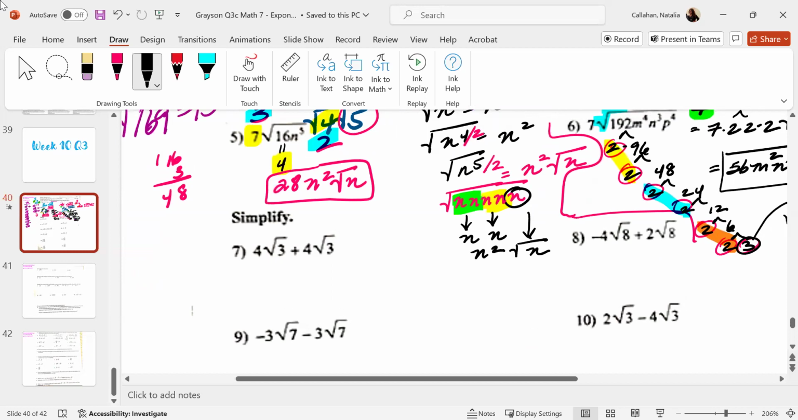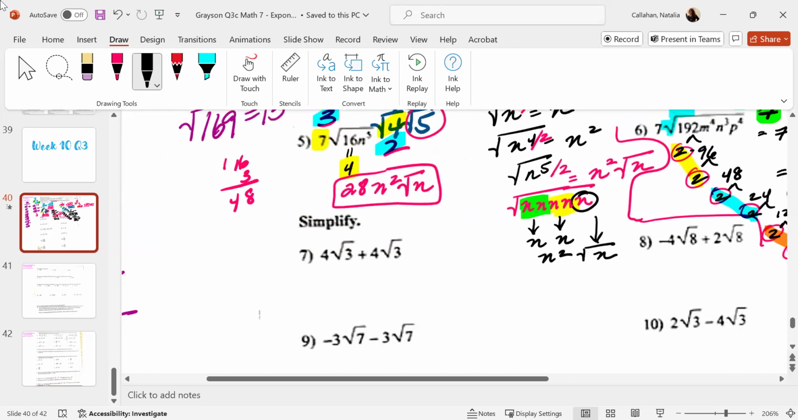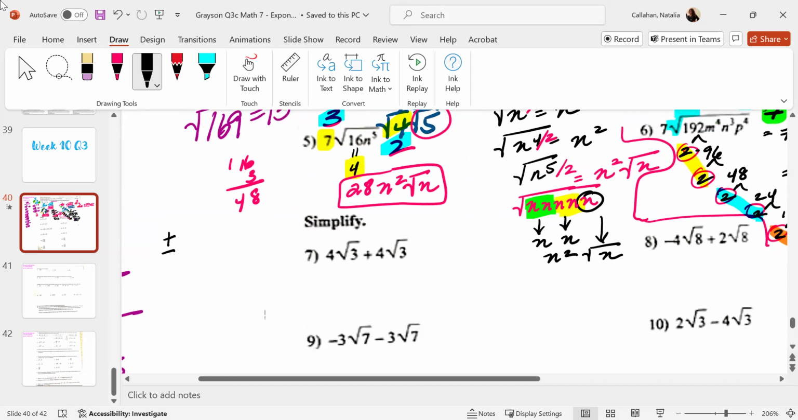So now we're going to go on to adding and subtracting. When you're adding or subtracting radicals, this is the notes. Did she even write down notes for you guys? No. Ridiculous.